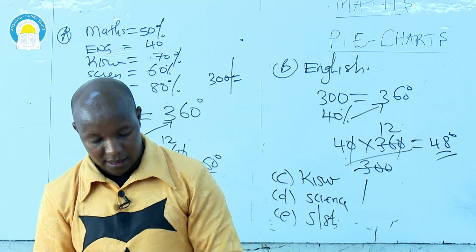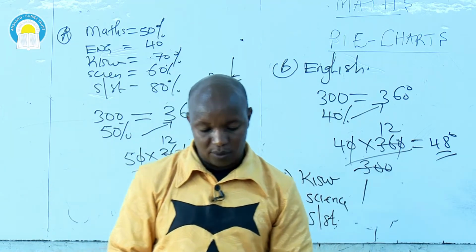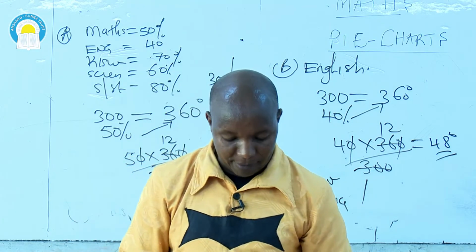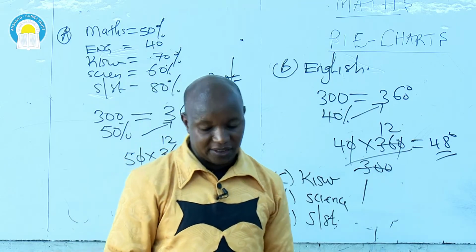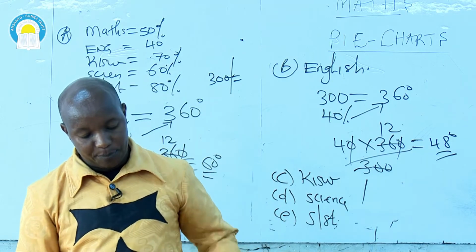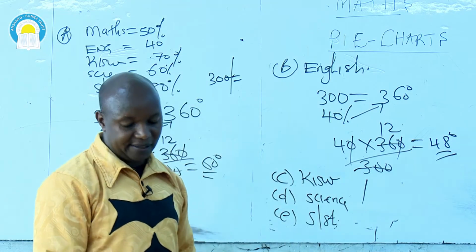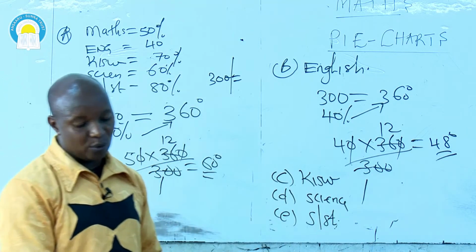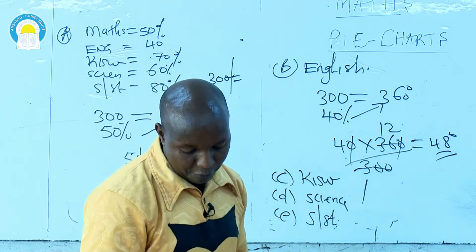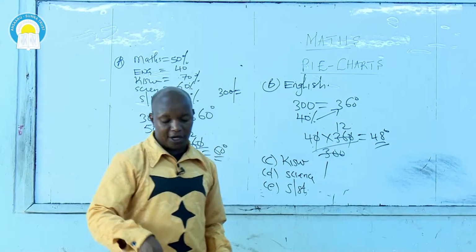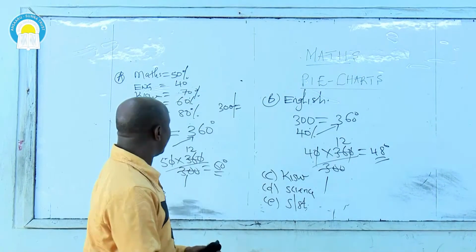Now, this one is a pie chart. This was added in the year 2017, question number 10. This pie chart shows how Otieno spent his salary. If the salary was 18,000, how much more did he spend on education than on transport?